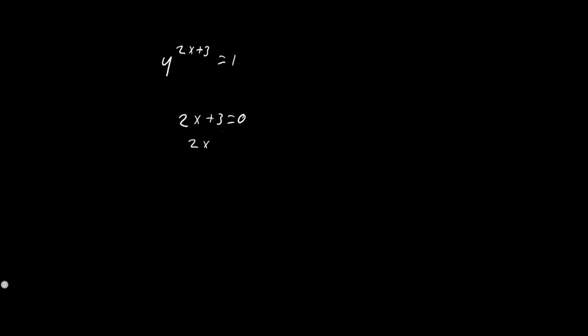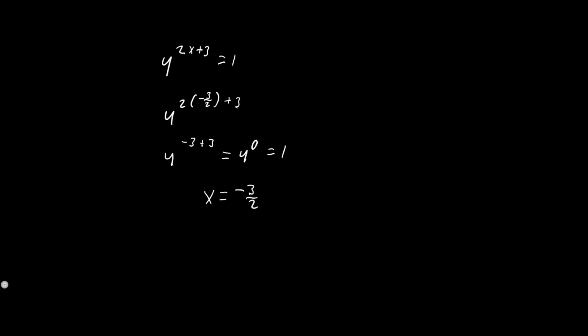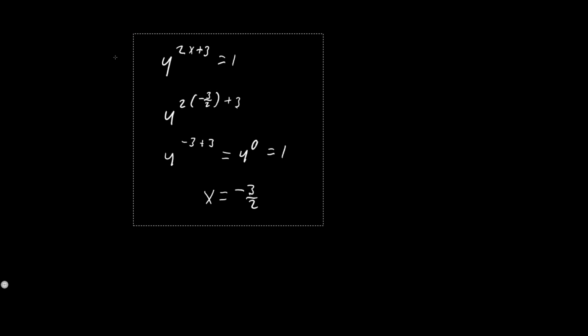Then subtract 3 from both sides, and that will give us negative 3. And divide both sides by 2, where we get negative 3 over 2. So that makes our expression equal to 1, since we have 4 to the power of 2 times negative 3 over 2 plus 3. The top gives us negative 3 plus 3, which is 4 to the power of 0, the same thing as 1. So here we have x is equal to negative 3 over 2. That's a relatively straightforward answer.